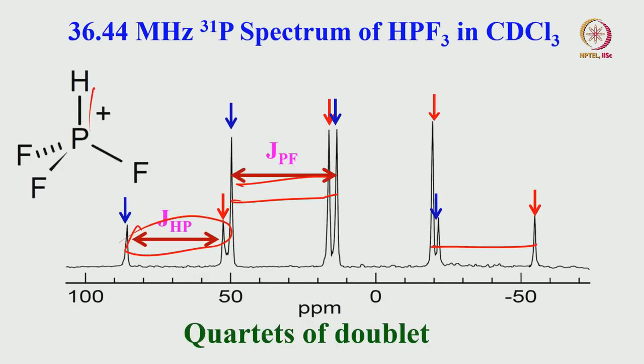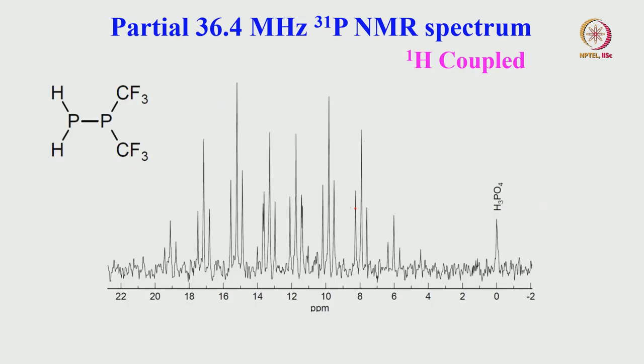So this is how you are going to get two quartets, one quartet for one doublet of HP, other quartet for other doublet of the HP coupling. So this is called quartets of doublet. This is a simple molecule. It is only not full spectrum.